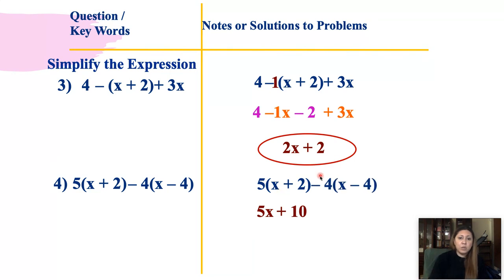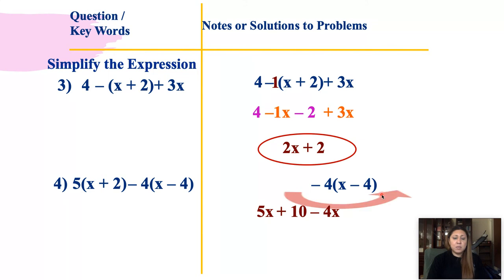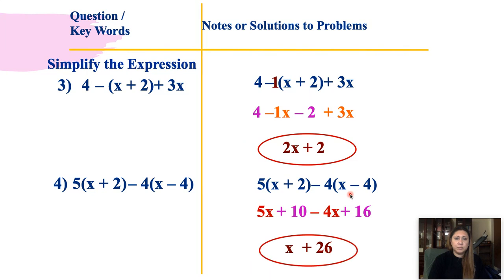And I'm going to remember that this subtraction actually goes with the 4. So this is negative 4 times x gives me a negative 4x. And a negative times a negative gives me a positive. 4 times 6 gives me 24. And now I can combine like terms. 5x minus 4x gives me 1x. And then 10 plus 24 gives me 34. And there we go.